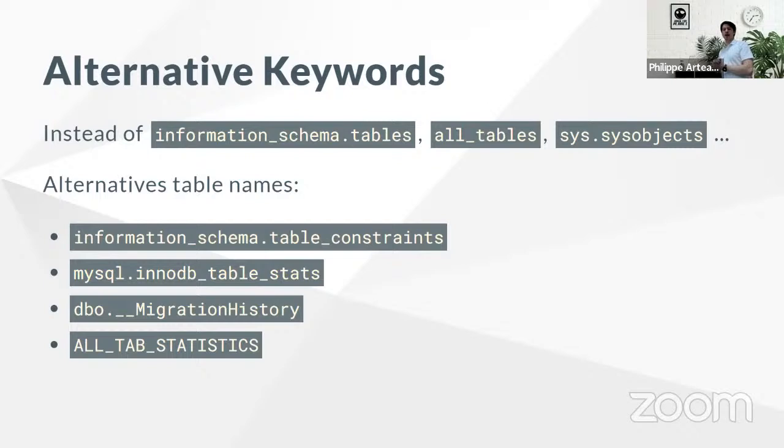And the last example, this is for Oracle. So all underscore tables will be blacklisted in all WAFs, if not most. But tab statistic also includes table names, so you can try those if only specific table names are blocked.